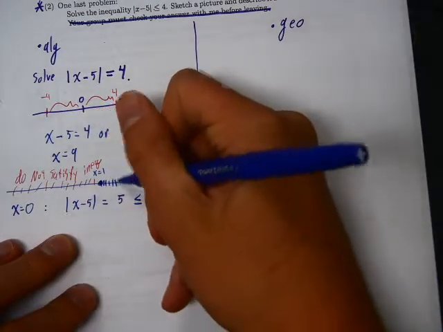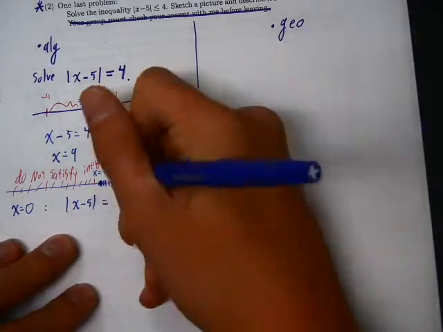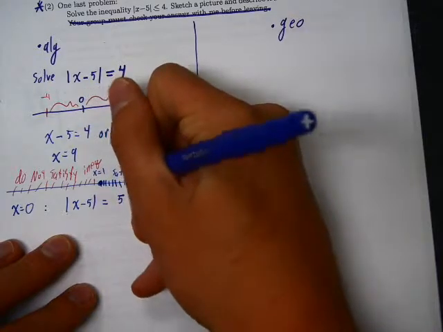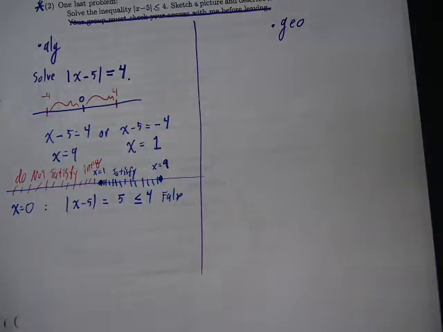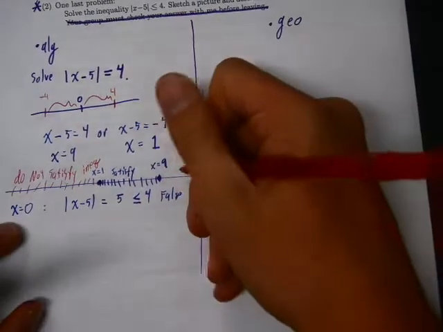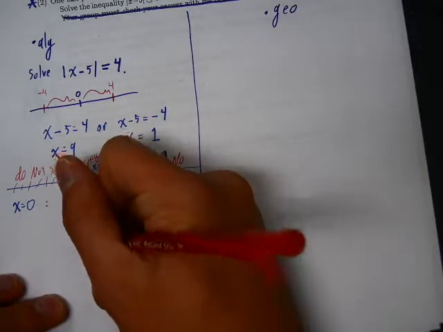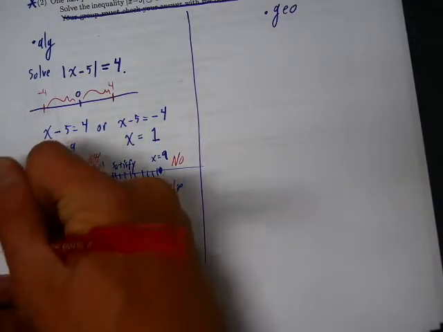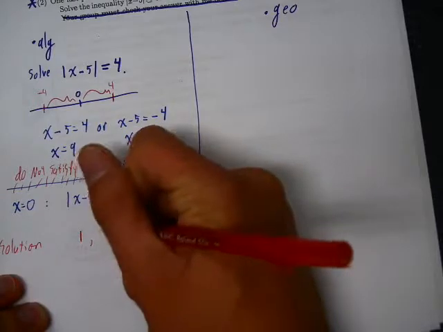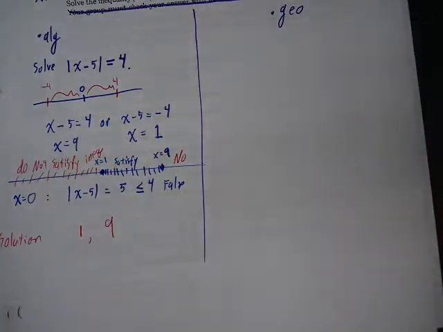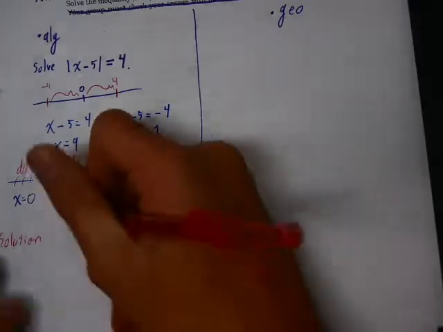So all the numbers between 1 and 9 satisfy the inequality. What about the numbers bigger than 9? Do they satisfy the inequality? Nope. So the solution is all of the numbers between 1 and 9, including or excluding 1 and 9? Including both. Cool.